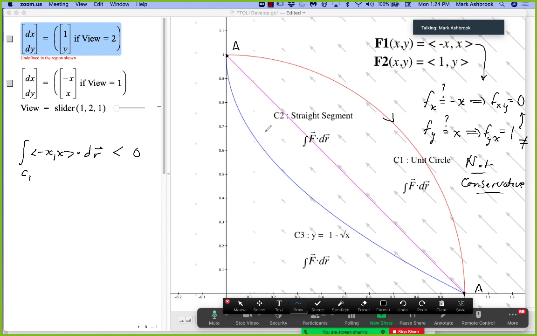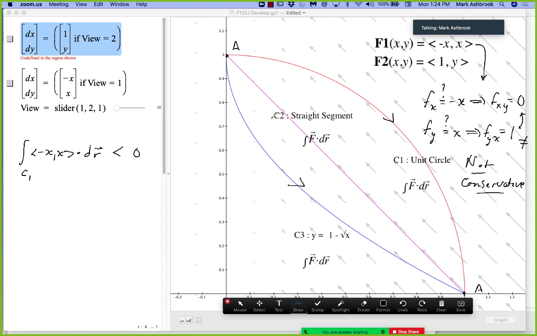What about C3 from A to B? Positive, negative, or 0? Negative, right? It's still going against the direction of the vectors in the field the whole way. But can we, from sight, conclude that these are the same or different? No.